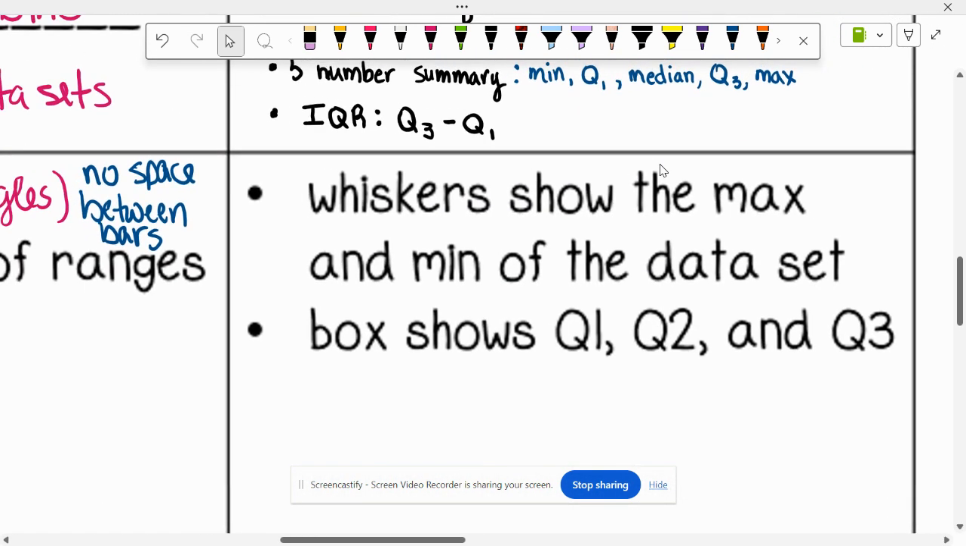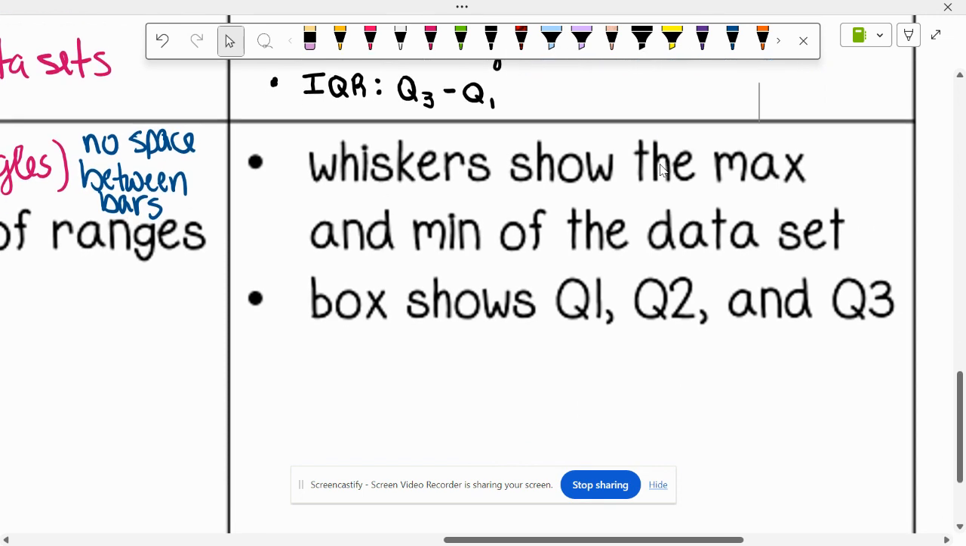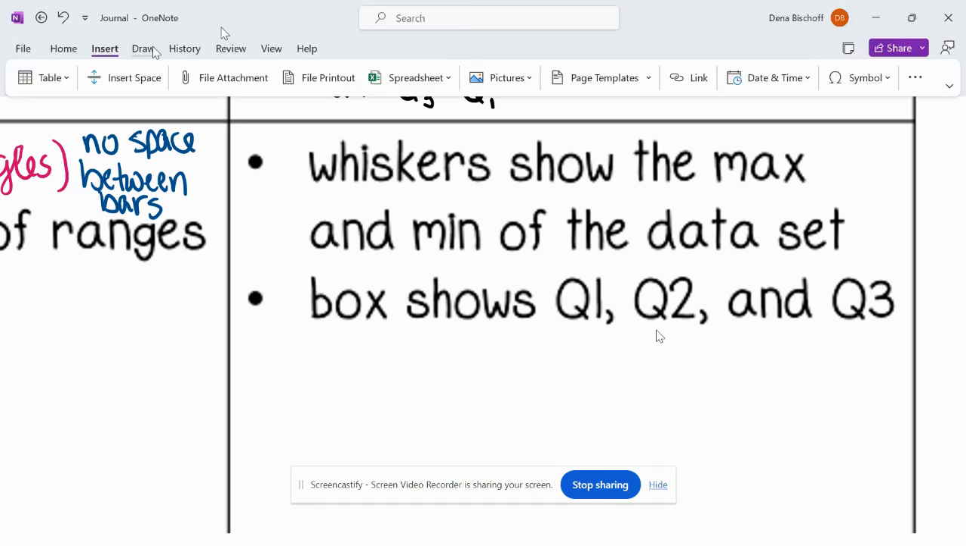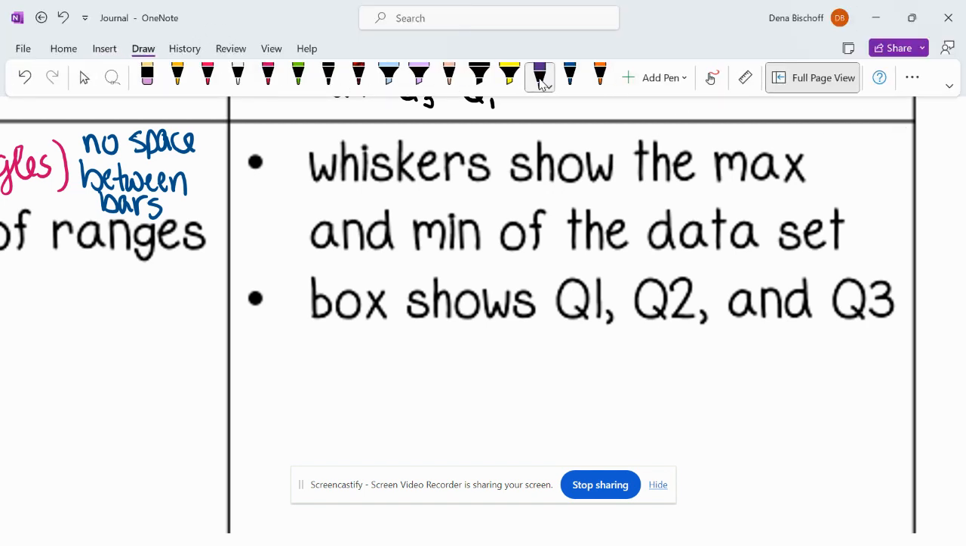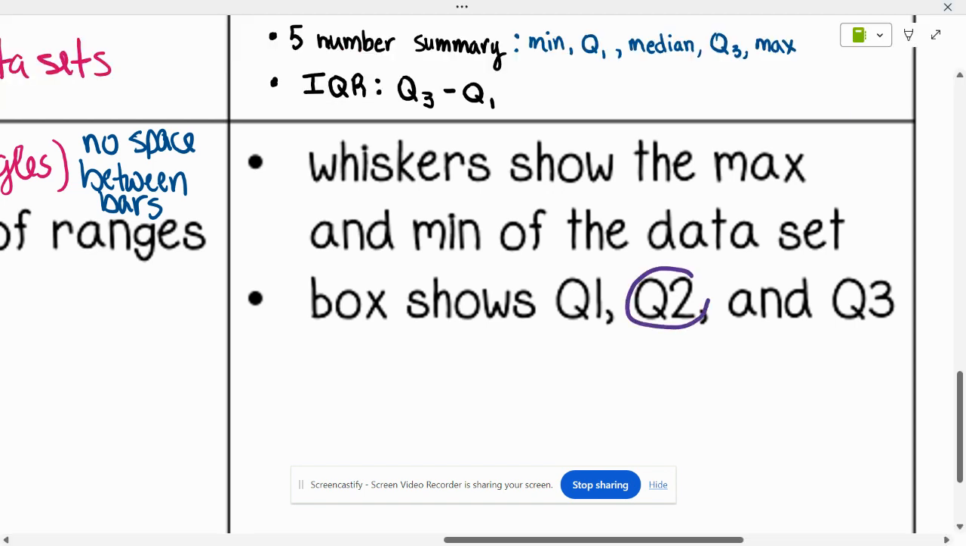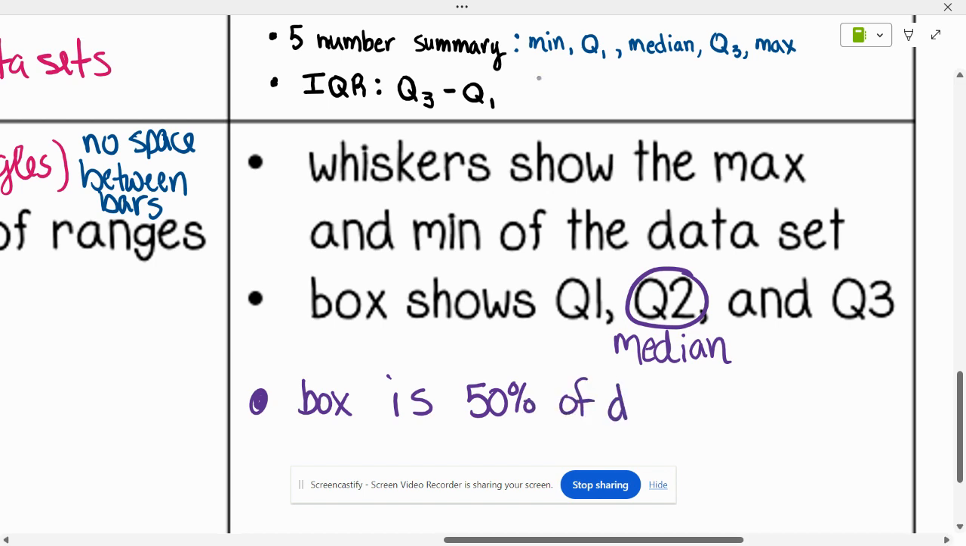Okay. So the whiskers show the maximum and the minimum of the data set. The box shows the Q1. Q2 is really never called Q2. It's typically called your median. We don't really ever see it written as Q2. And an important thing, and it's a question I feel like on every homework assignment, remember that the box is 50% of the data. The box is 50% of the data.